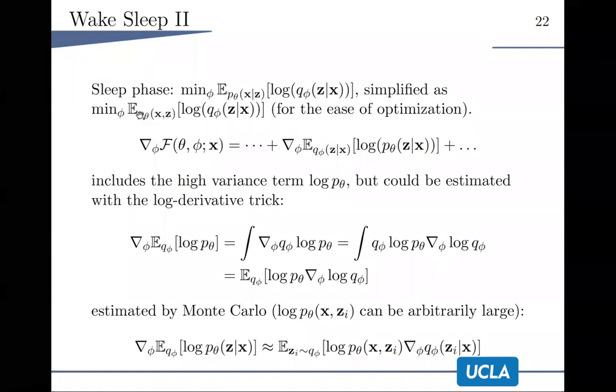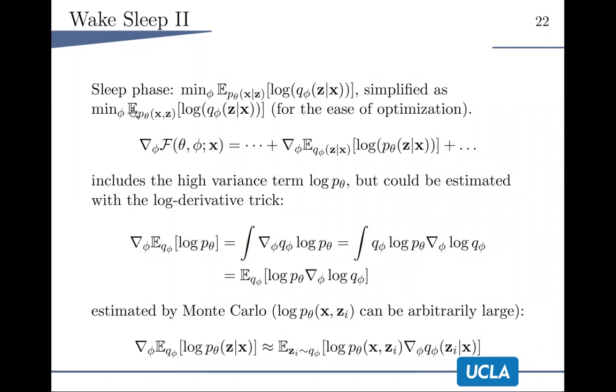minimizing over the joint distribution of X and Z of the p theta joint distribution. Then we apply the log derivative trick here, and finally we can estimate the value by a Monte Carlo algorithm.